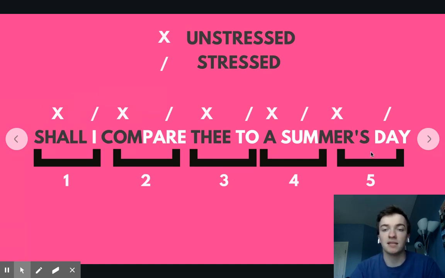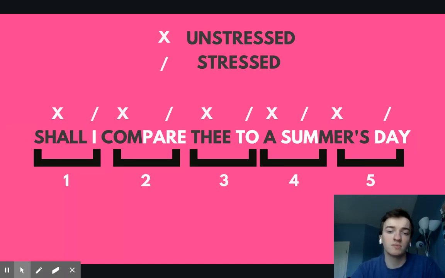Okay. And then the X is not actually the symbol you would use to mark an unstressed syllable. It's just for this PowerPoint's purposes. It was really hard to do the little, basically flattened U, which is what you would actually use to mark that unstressed syllable.